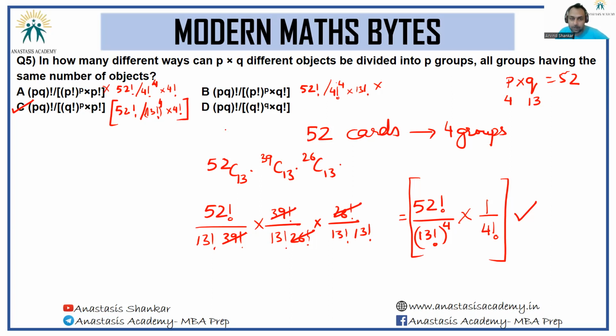For peace of mind, we will also look at the last one. 52 factorial by 13 factorial raised to the power 13 into 13 factorial. What nonsense. Okay, this is also not the answer. This has to be the answer.